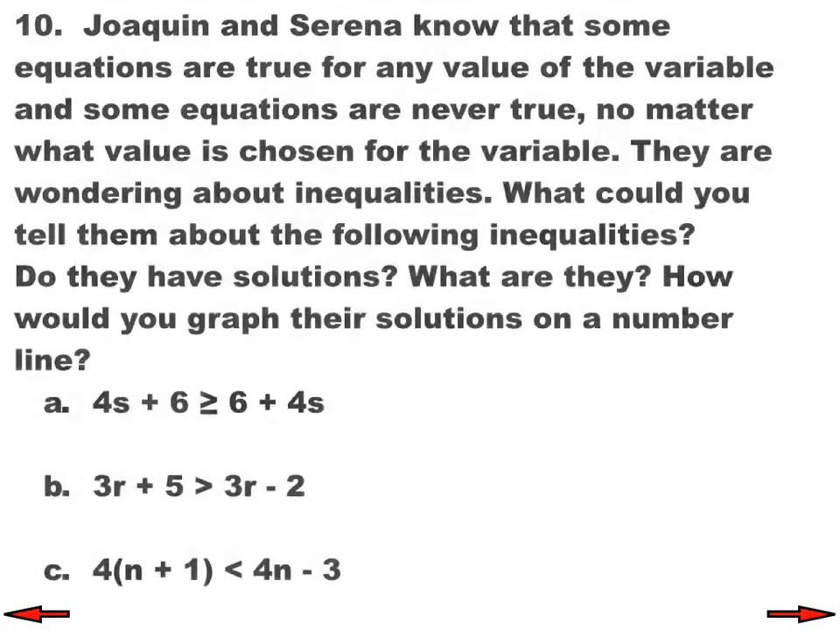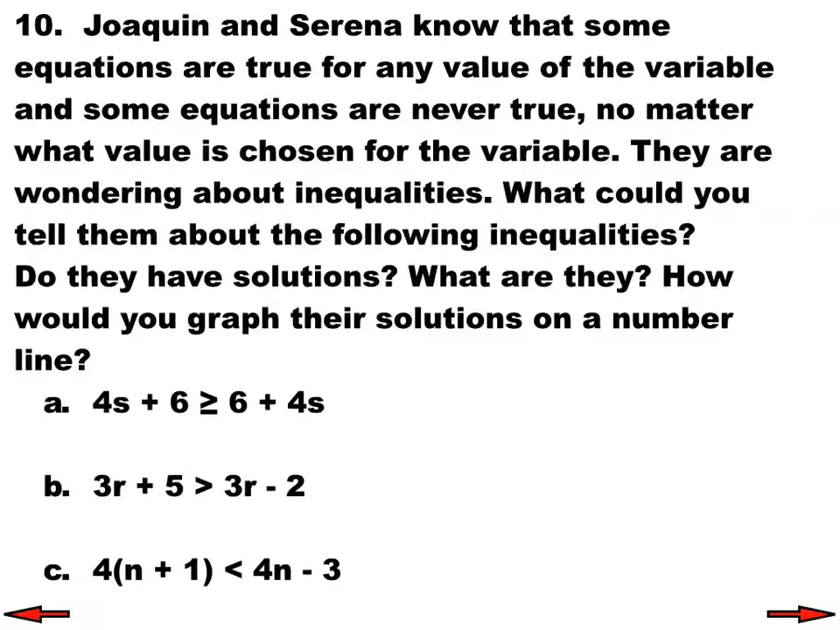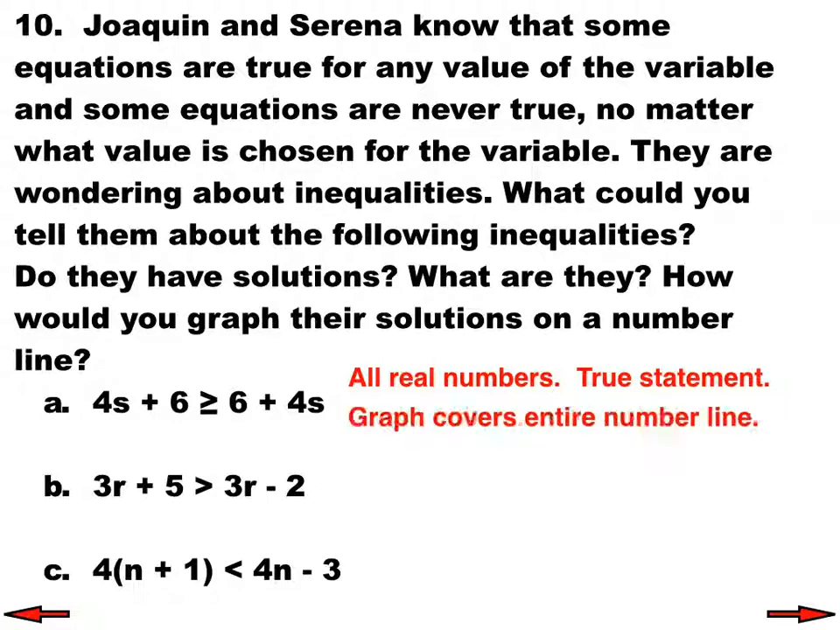Number 10, we had 3 inequalities here, and basically that's a summary of something that we did a few days ago. Part A, the answer should be all real numbers because the variables cancel out, and we end up with a true statement. If you are to graph that, that would be a number line where the entire number line is covered. Part B, same thing, all real numbers, because what we end up with is a true statement.